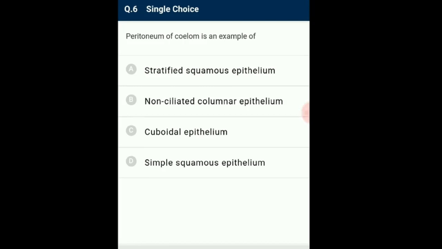Peritoneum shows flat cells and hence is an example of simple squamous epithelium. So the answer is option D, simple squamous epithelium.